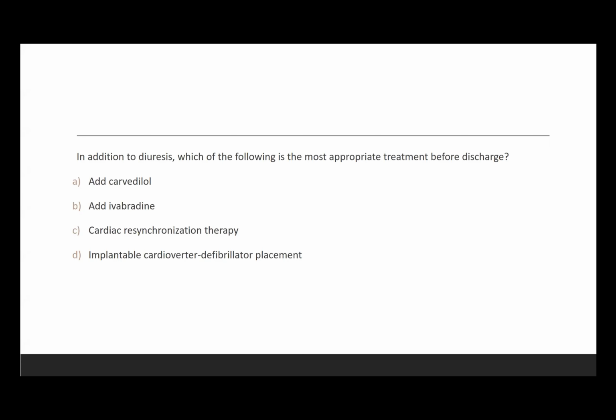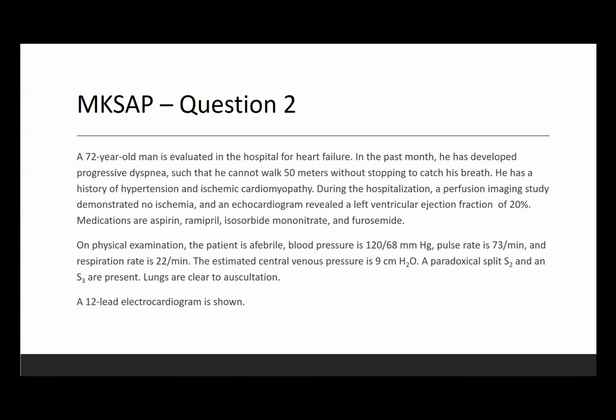Yeah. So this is your question. In addition to diuresis, which of the following is the most appropriate treatment before discharge? So the options are beta blocker, ivabradine, cardiac resynchronization therapy, and implantable cardioverter defibrillator placement. I'll open the question again for you if you want to read it. So I'll remind you of your options: beta blocker, ivabradine, CRT, or ICD.